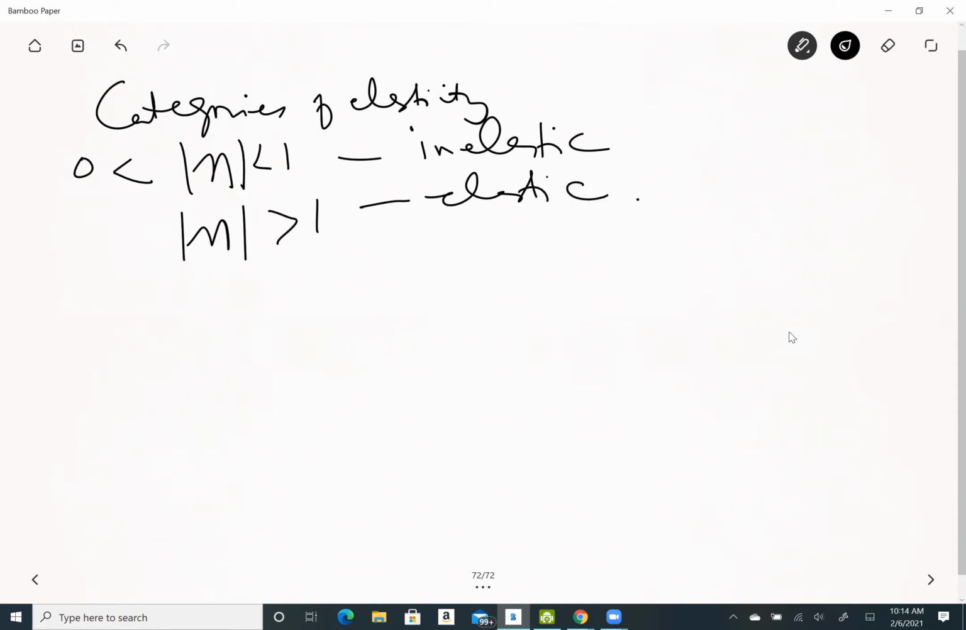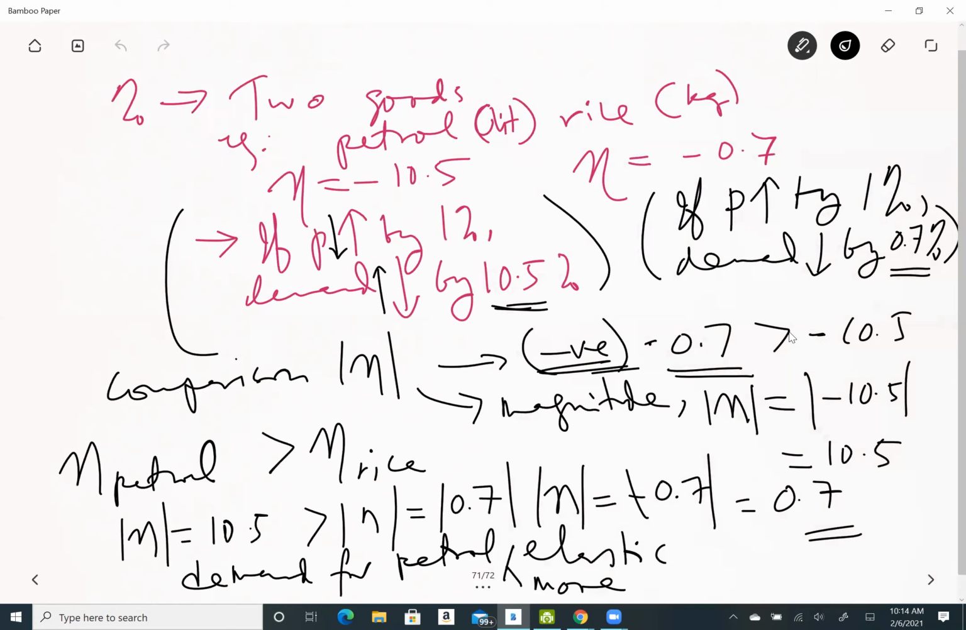Okay, now why inelastic? Because if you look at the example of rice, the responsiveness of the demand toward a 1% increase in the price is smaller than 1%. Price increased by 1%, right? But the demand will go down by only what? By only 0.7%, which is less than 1. So we call it inelastic.